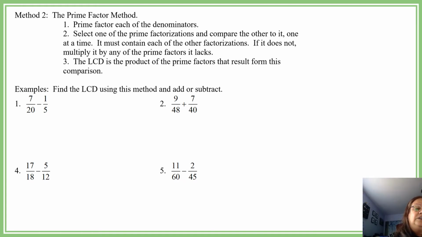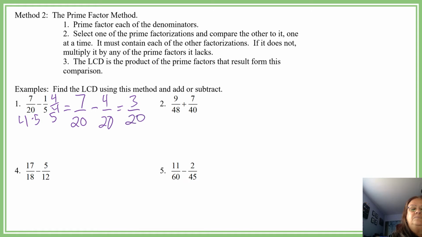Okay, so if I look at 20 and 5, this is 4 times 5 and 5. So really, I just need to multiply the second by 4 over 4, and they'll both have 20s. So this is going to become 7 over 20 minus 4 over 20, which gives me 3 over 20.